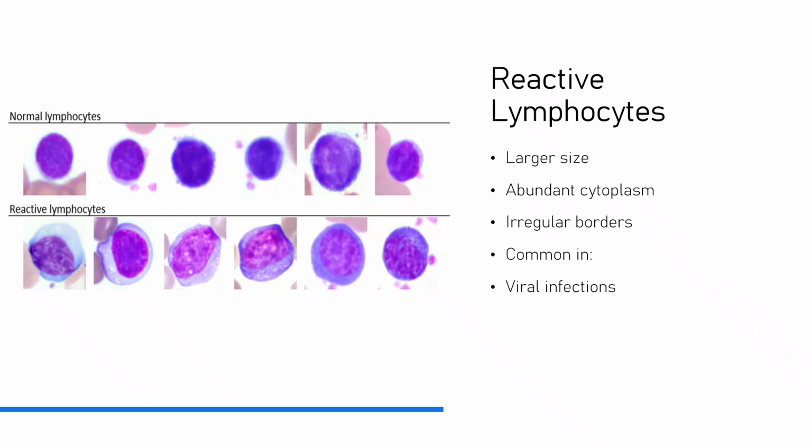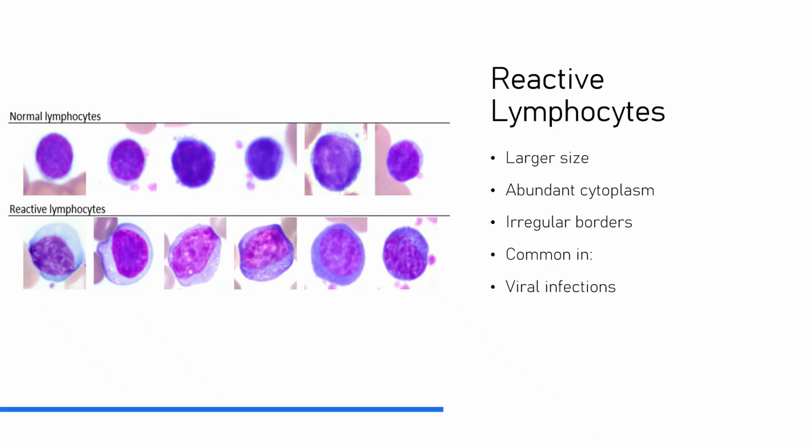They often have more abundant cytoplasm, which may appear light blue and sometimes skirt around nearby red blood cells on the smear. Their borders may look irregular or scalloped, and the nucleus can appear slightly less condensed than in typical resting lymphocytes. These changes occur because lymphocytes are becoming activated immune cells, responding to viral antigens and preparing to carry out immune functions. Reactive lymphocytes are commonly seen in infections such as infectious mononucleosis, cytomegalovirus, and other viral illnesses.